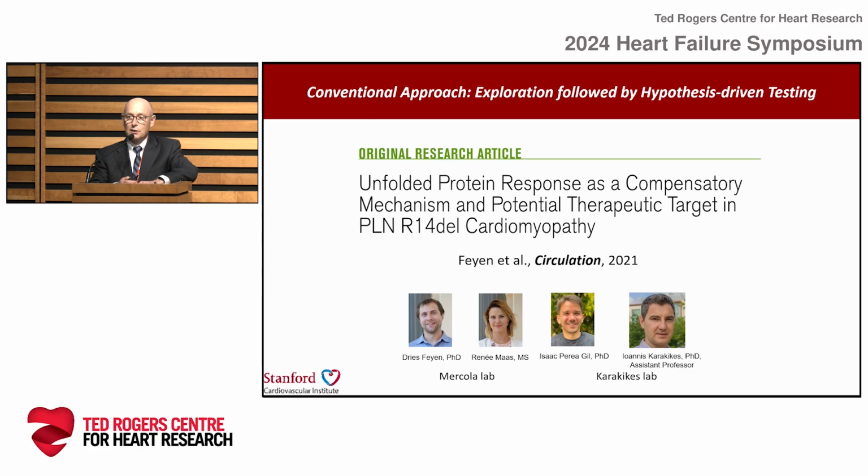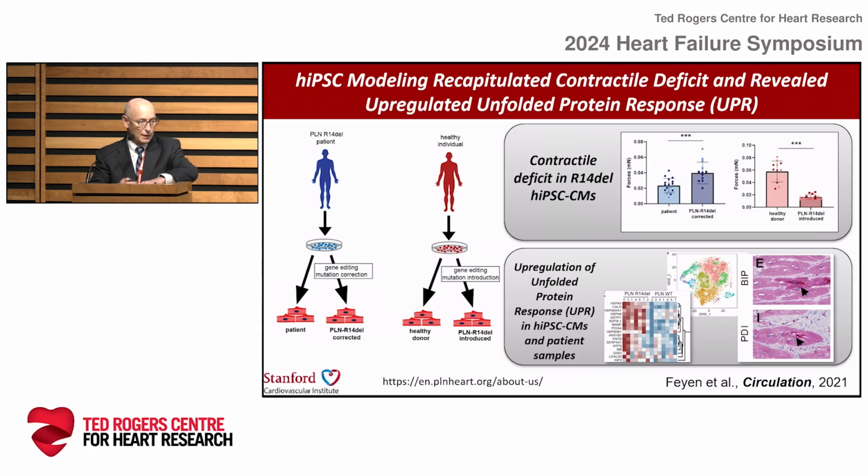So to illustrate our approach, I'm going to start with a story about dilated cardiomyopathy due to mutations in the phospholamban protein. The phospholamban protein regulates the calcium reuptake pump that takes calcium back into the sarcoplasmic reticulum with each cardiac cycle. So patients with the mutation in phospholamban, the arginine 14 deletion mutation, present typically in the second to third decade of life with an arrhythmogenic cardiomyopathy.